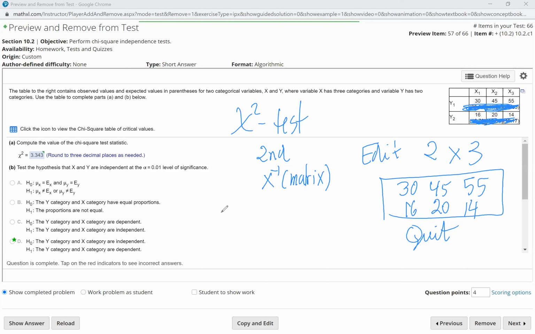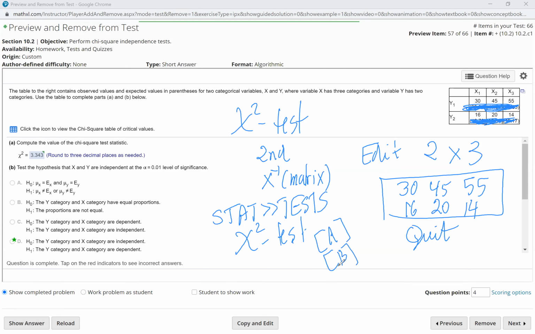Then you go to stat, tests, chi-square test. Don't mix up the two tests. This is for the independence test, and the other one says GOF, goodness of fit test. Chi-square test is going to tell you observed are in matrix A, confirm, expected are in matrix B, confirm, and then hit calculate. It will give you the test statistic right here. No degrees of freedom. Don't worry about it. The calculator can figure this out.